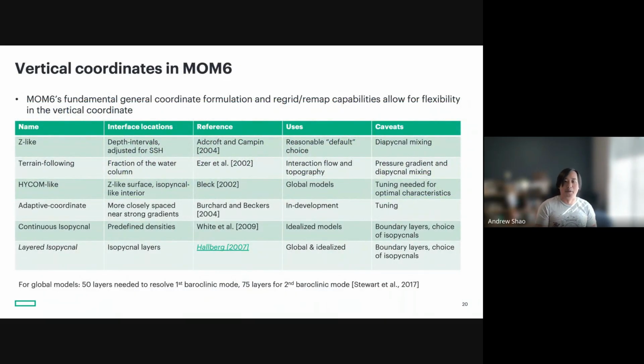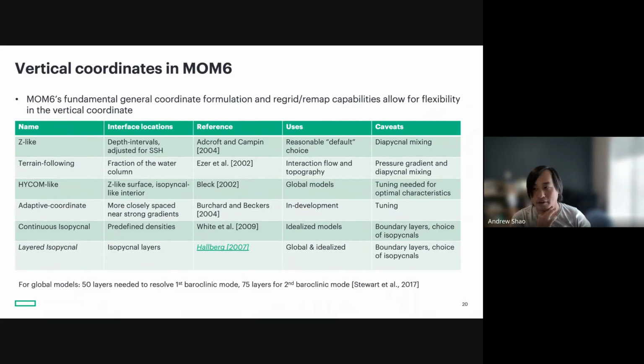Really briefly, I don't want to go into the slide too much. This is mainly for everyone's reference, but there's essentially 6 types of vertical coordinates in MOM6 as of now. The Z-like one, which is often the reasonable default choice for folks who are doing regional modeling, since at least it gives you something and there's not much tuning that's required for that. There's the terrain following ones that are sigma coordinates, so for folks coming from things like ROMS. The HYCOM-like one is this blending between a Z-like coordinate near the surface, and then transitioning into an isopycnic-like interior.